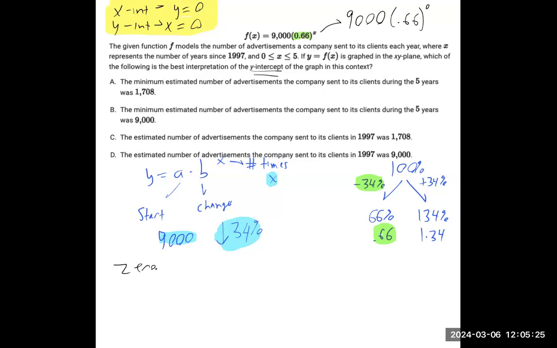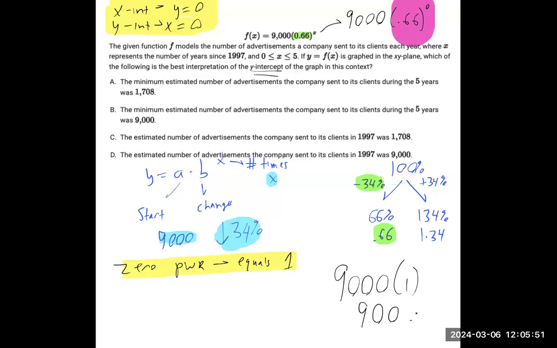Now, any number to the 0 power always equals 1. A nice, important middle school rule there. And so this whole purple thing here, that is the number 1. And so basically we have 9,000 times 1, and the answer there ends up being 9,000. So now what does that mean for the equation? We just said that when x equals 0, y equals 9,000.